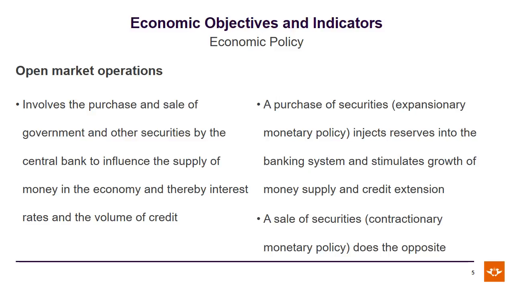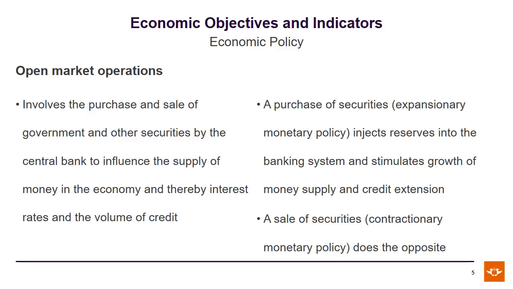Obviously, contractionary monetary policy will be the reduction of the money supply in the economy, and this is achieved through the sale of securities, and this results in an increase in interest rates and a reduction in credit extension.